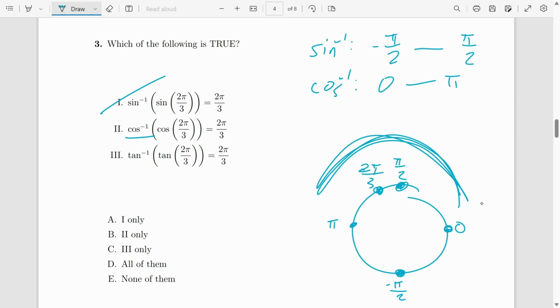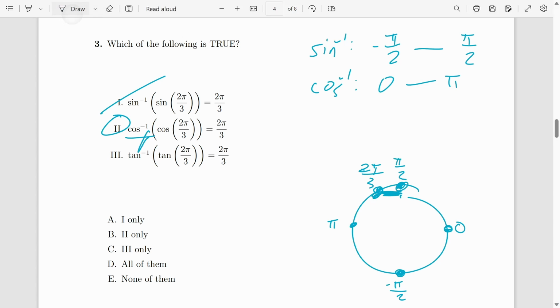And just to prove it to you, this line right there represents 2 pi over 3. So the cosine will return negative a half. And then what inverse cosine does is it puts it back out here and then measures this arc here, which is 2 pi over 3. So we get the same angle when we do cosine and then inverse cosine. So that one is true.